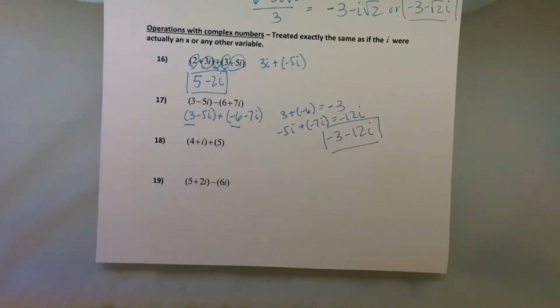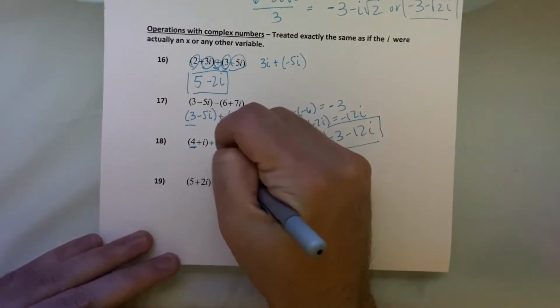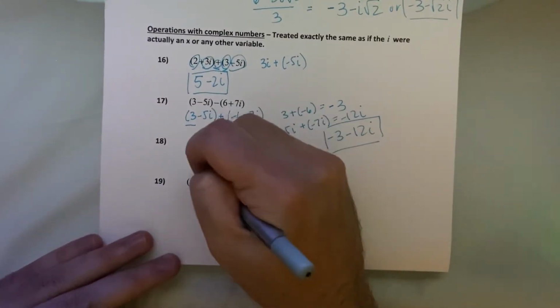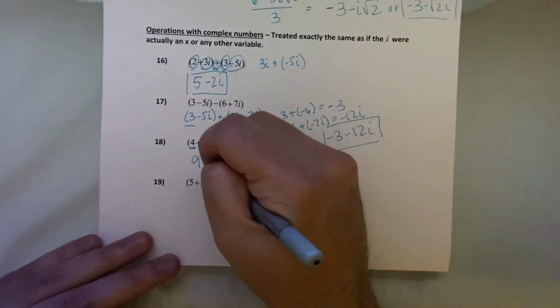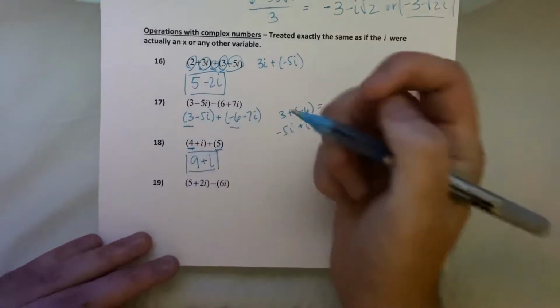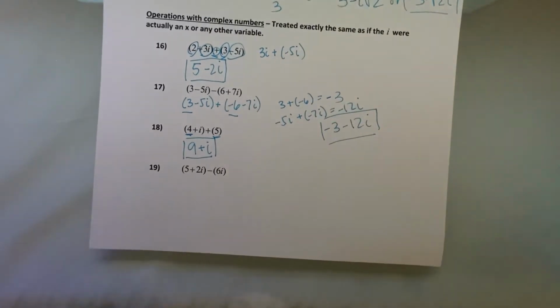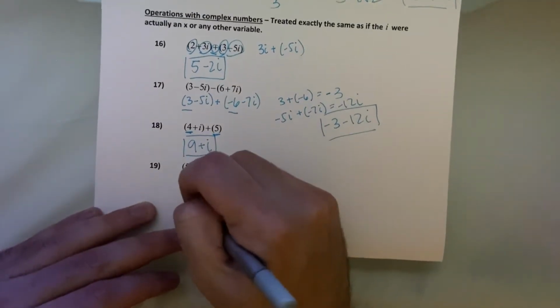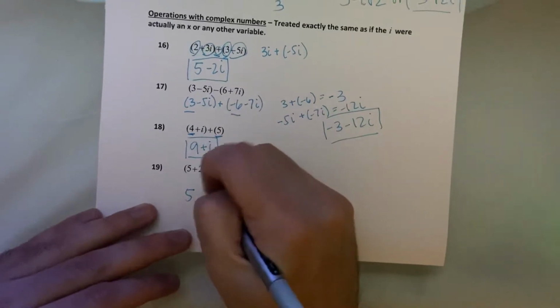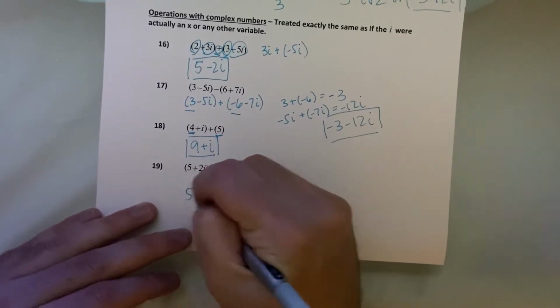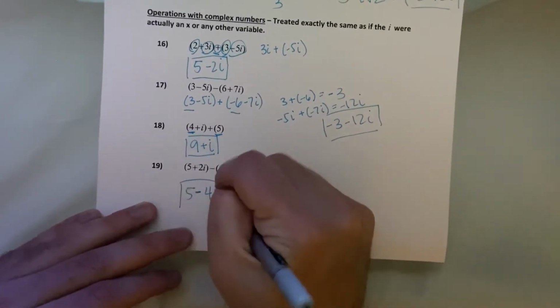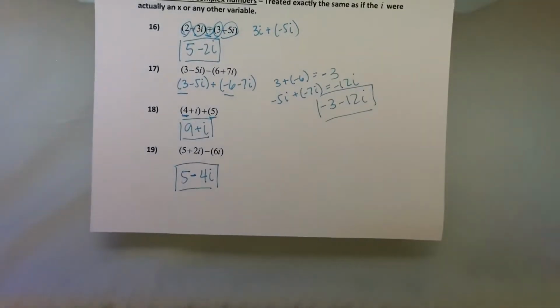So in total, we have negative 3 minus 12i. Now, if you have a complex number plus a real number, you just combine the real portions. It's like there's a 0i over here. So 4 plus 5 is 9. i plus nothing is still i. And similarly, if you just have a complex number and an imaginary number, you just combine the imaginary parts. So 5 isn't combining with anything, so you just bring it down. This is 2i minus 6i, so minus 4i. Those should be free and easy points at any time.